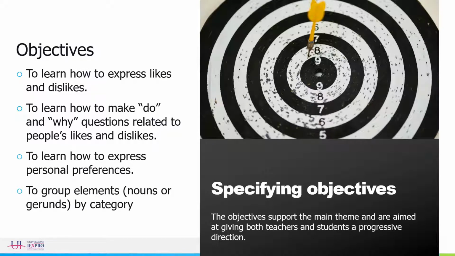Our objectives for this unit of work are to learn how to express likes and dislikes, to learn how to make do and why questions related to people's likes and dislikes, to learn how to express personal preferences, and to be able to group elements, nouns or gerunds, by specific categories.